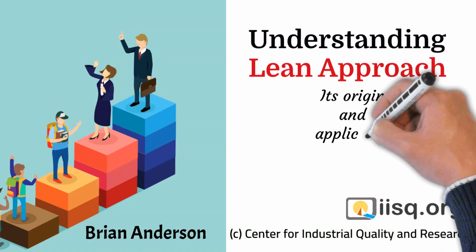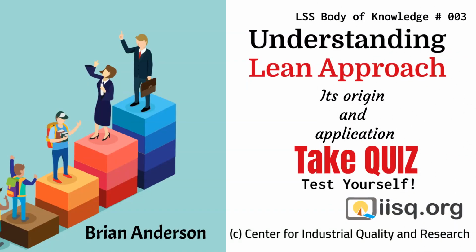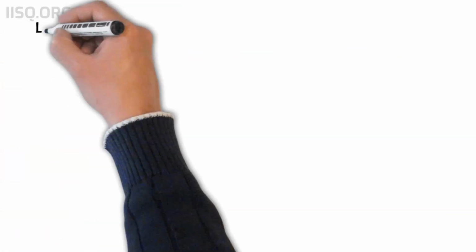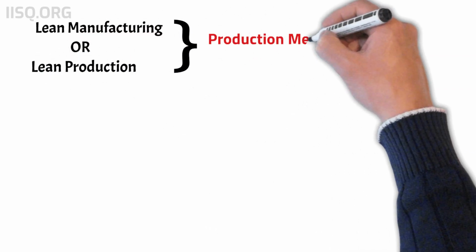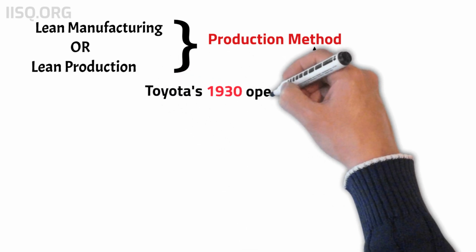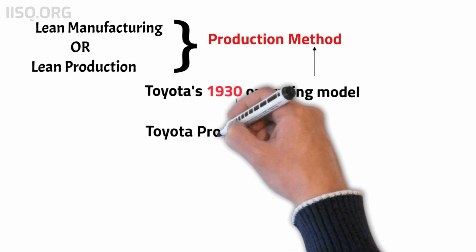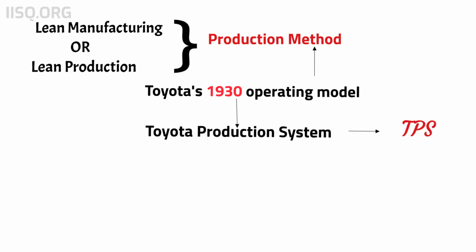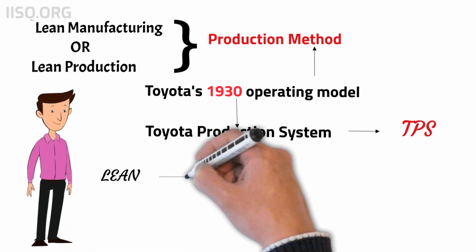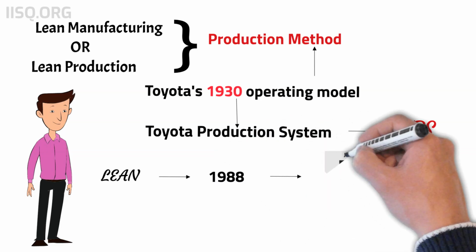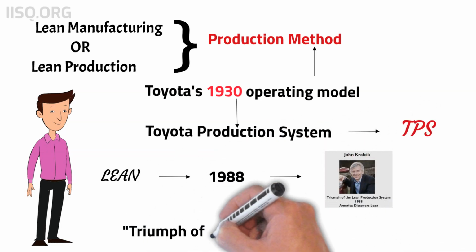Now we shall try to understand more about the lean approach, its origin, and its application. Lean manufacturing, or lean production, is a production method derived from Toyota's 1930 operating model, which is more popularly known as Toyota Production System, or TPS. However, the term lean was reported to have been coined in 1988 by John Krafcik in an article, Triumph of the Lean Production System.